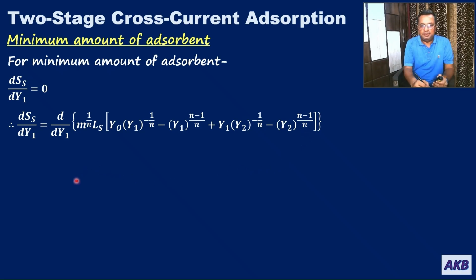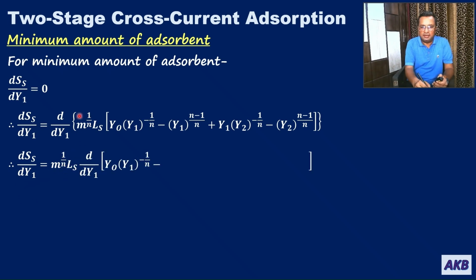Now, in this case, only Y1 is the variable. Rest all other terms are considered to be constant. So m is constant, n is constant, LS is constant, and even capital Y2 is also considered to be constant. So taking this fact into consideration, in the next step, what we will get, dSS by dY1 is equal to m raised to 1 by n into LS. So now they are out of the differential term as they are constant.